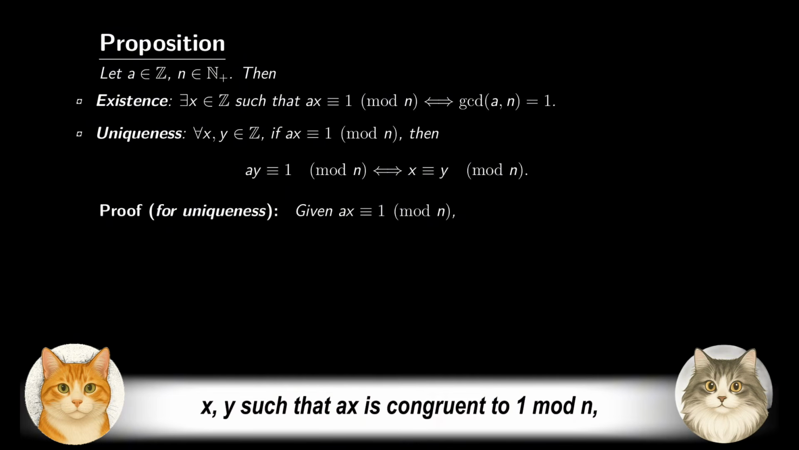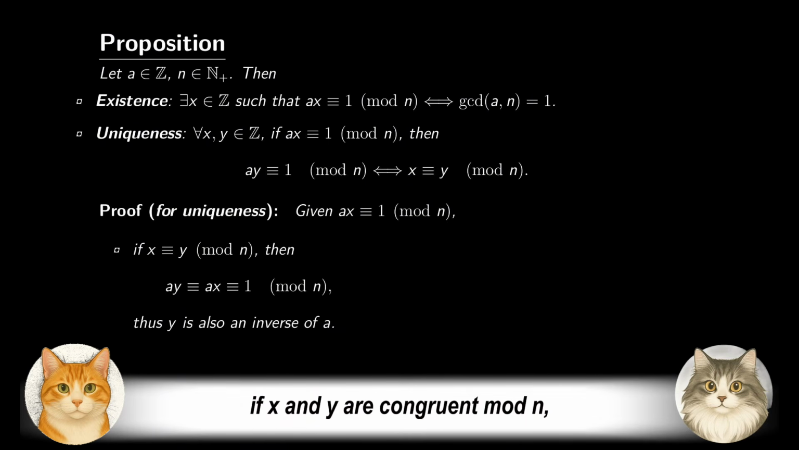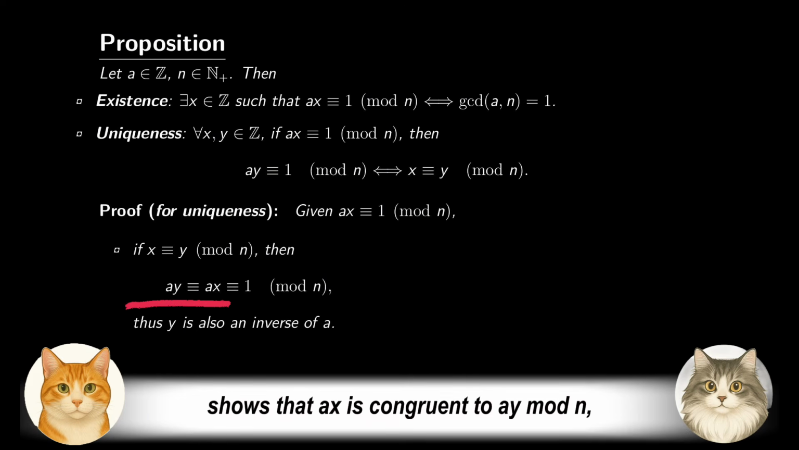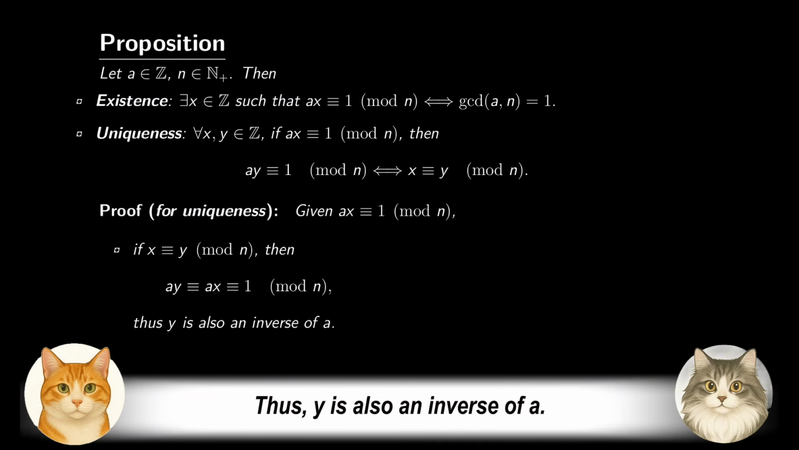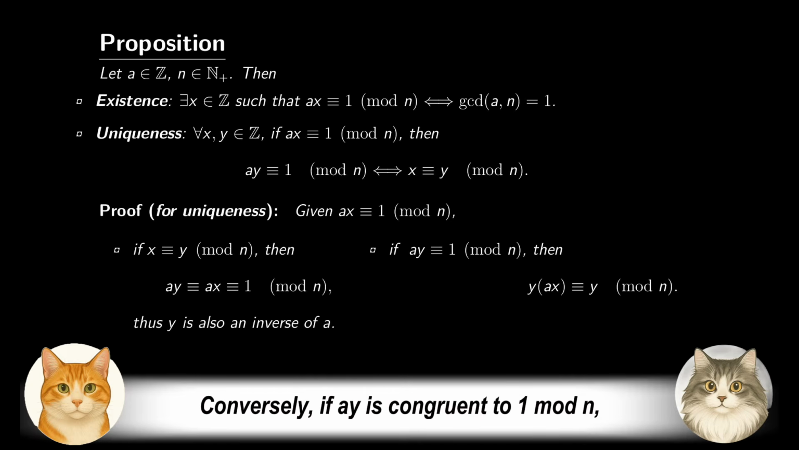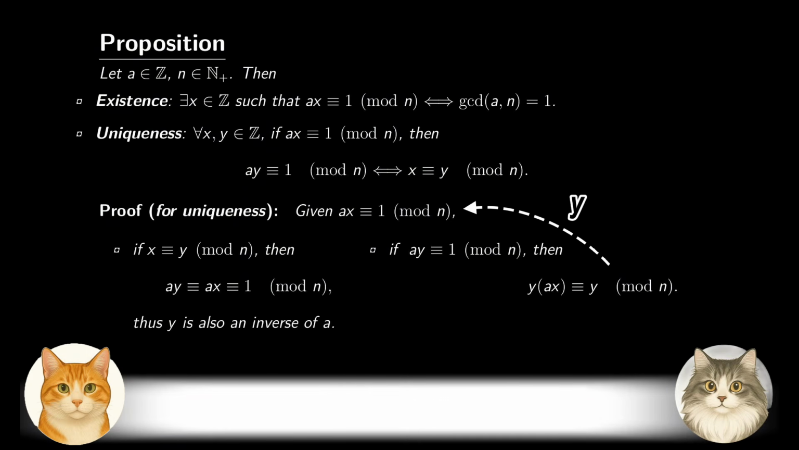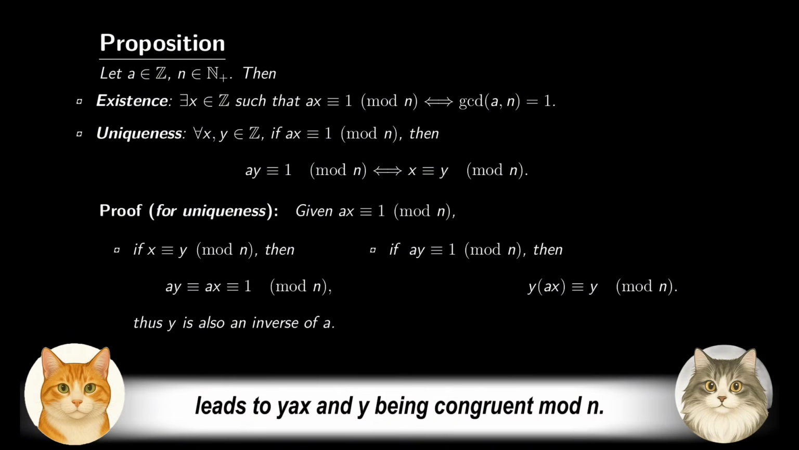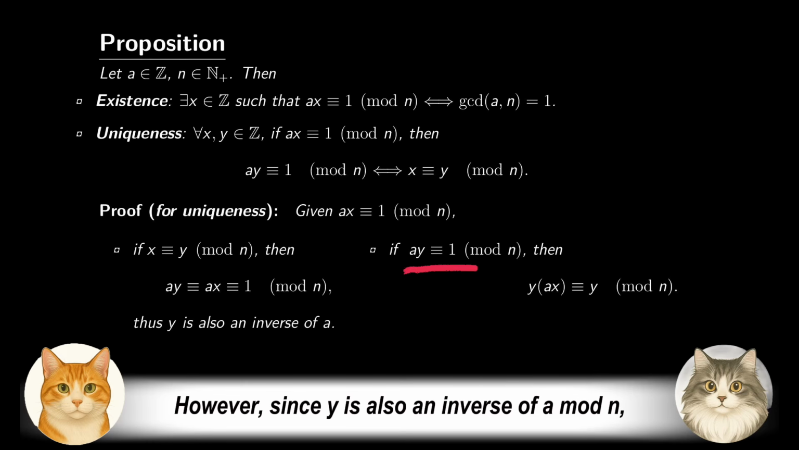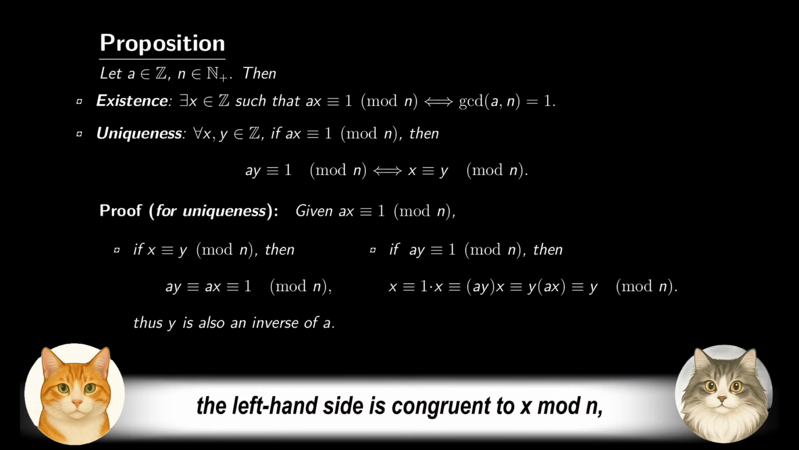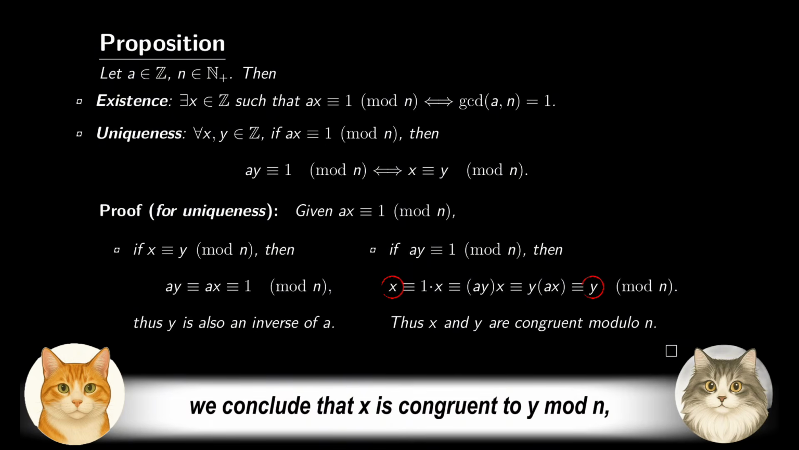Given two integers x, y, such that ax is congruent to 1 mod n, if x and y are congruent mod n, then multiplying a on both hand sides shows that ax is congruent to ay mod n, which is in turn congruent to 1 mod n. Thus y is also an inverse of a. Conversely, if ay is congruent to 1 mod n, multiplying y to both sides of the first equation leads to yax and y being congruent mod n. However, since y is also an inverse of a mod n, the left-hand side is congruent to x mod n, we conclude that x is congruent to y mod n, and hence the uniqueness.